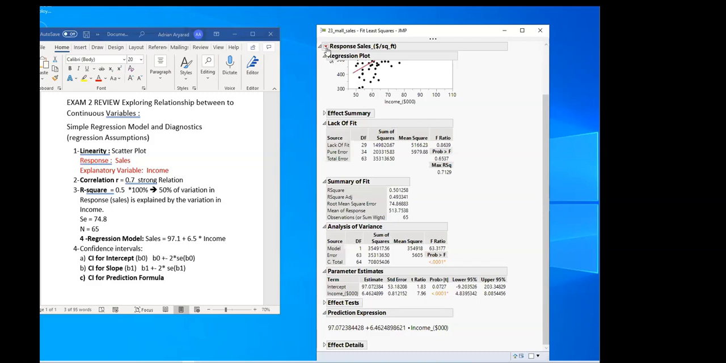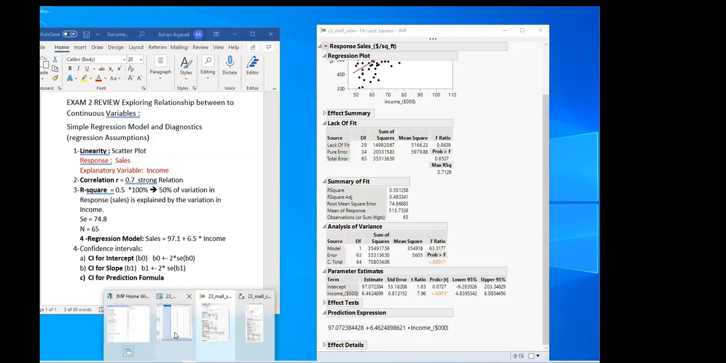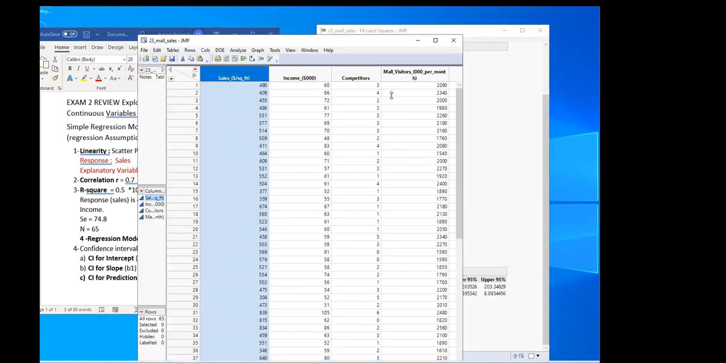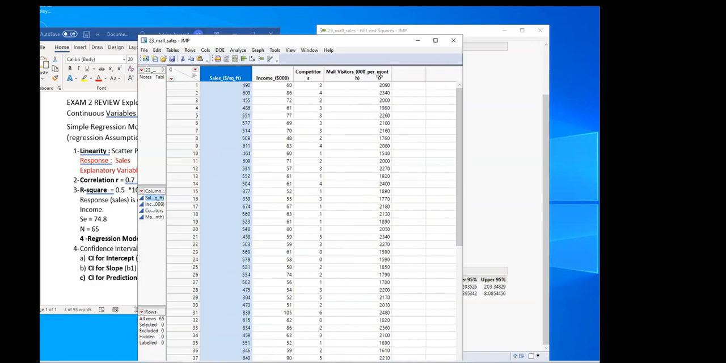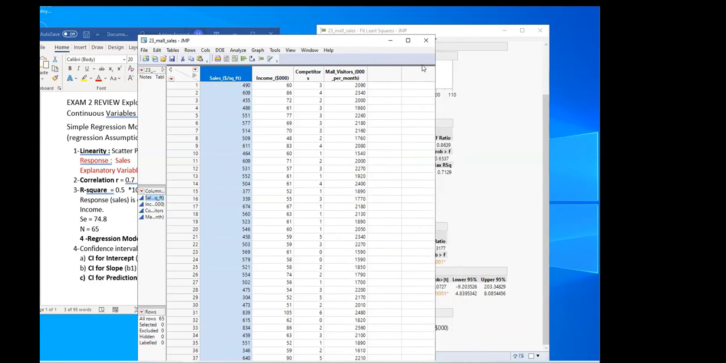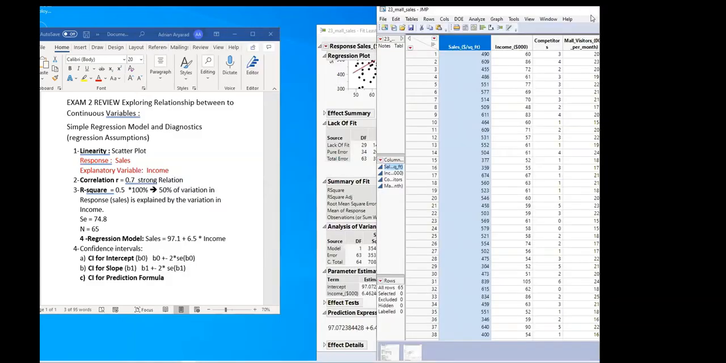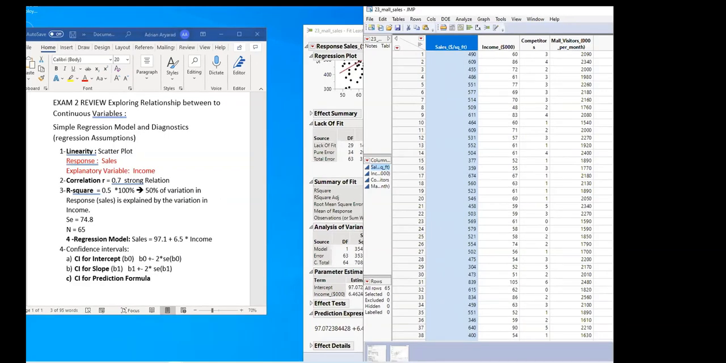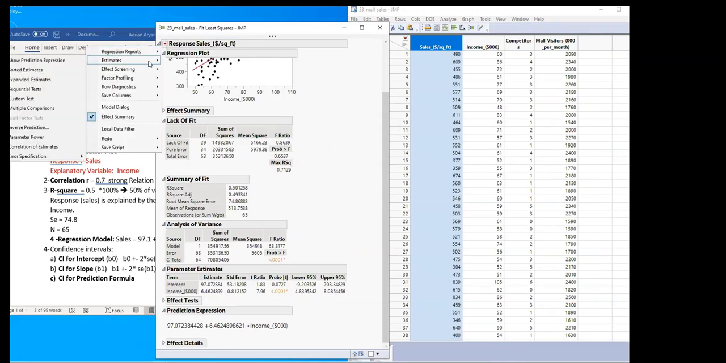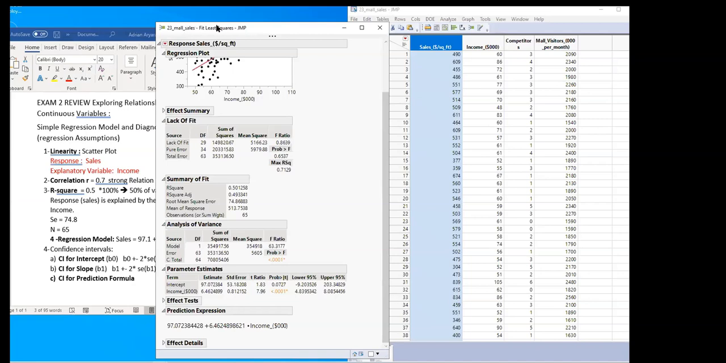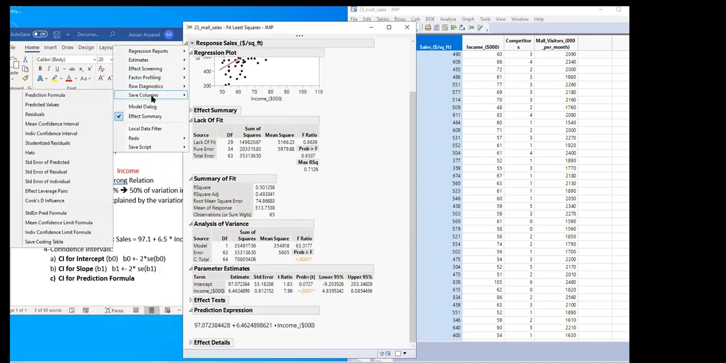Let's see, we have it here. So you need to have the actual data. Let me see if we have, yeah, we have the actual data. So let's open it and see. When we save them, they're going to be added at the end of our data sets. So let's put them back here and just give some space. Okay. So we click on the red triangle and go to Save Columns.